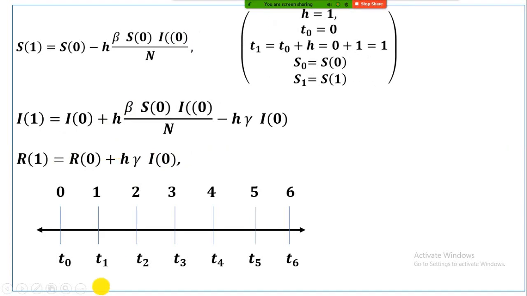More conveniently, let t naught be 0, t1 be 1, t2 be 2 and so on, so that the first iteration of Euler method for SIR model is S of 1 is equal to S of 0 minus h beta times S of 0 I of 0 divided by N. Similarly, the other two solutions. And the second iteration will be S of 2 is equal to S of 1 minus h beta S of 1 I of 1 and so on. So we have to remember this slide especially for the Excel.